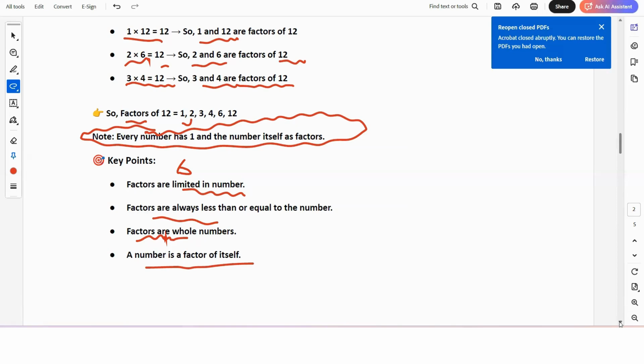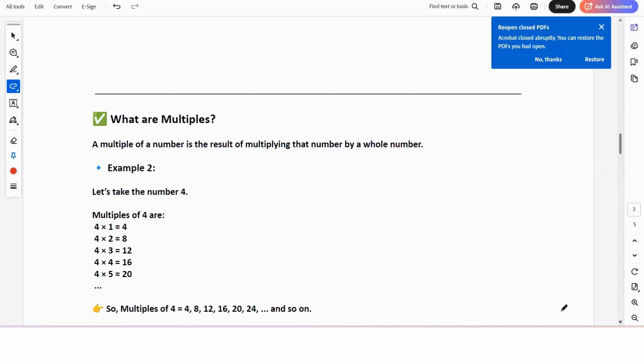Then comes the second one, multiples. A multiple of a number is the result of multiplying the number by a whole number. In short, it is the table of any number. For example, if 6 is given and we are asked for the multiples of 6, we will not write the whole table because the numbers are infinite. They go on and on.